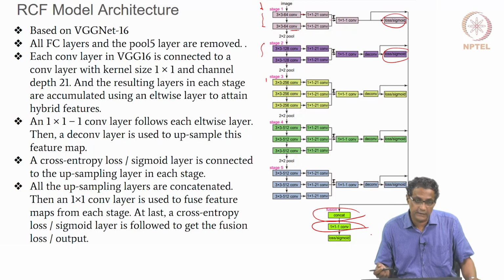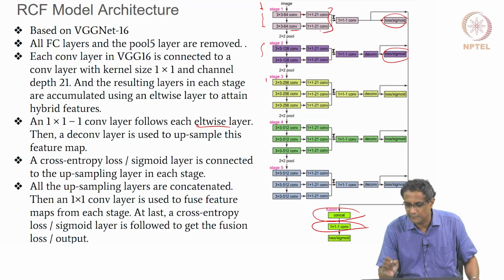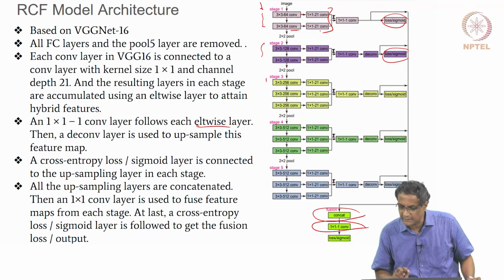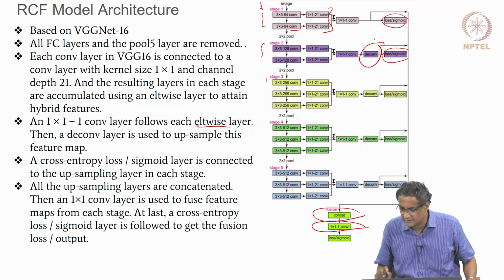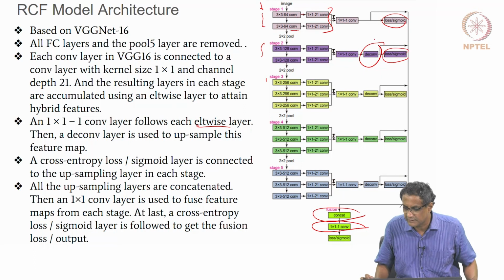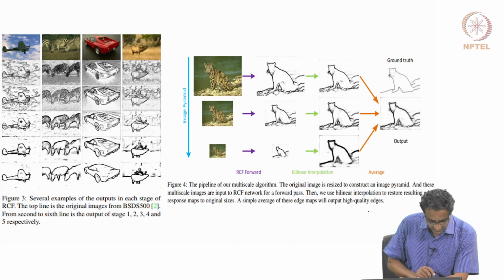The L-wise, I think, is just element-wise. So here, when you are summing up, it should be element-wise summation. And that deconvolve block is the one that makes sure that your dimensions match up, so that you can concatenate and so on. If you do this, then they show that the top line is the original images, and from the second to the sixth line is the output of stage 1, 2, 3, 4 and 5 respectively.